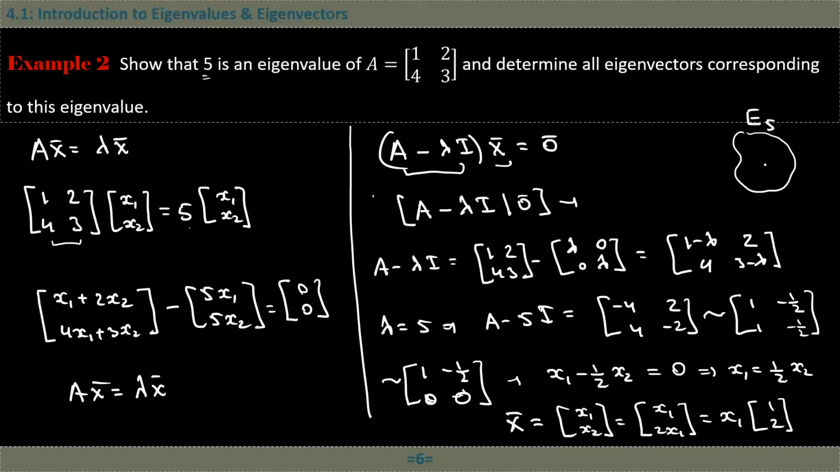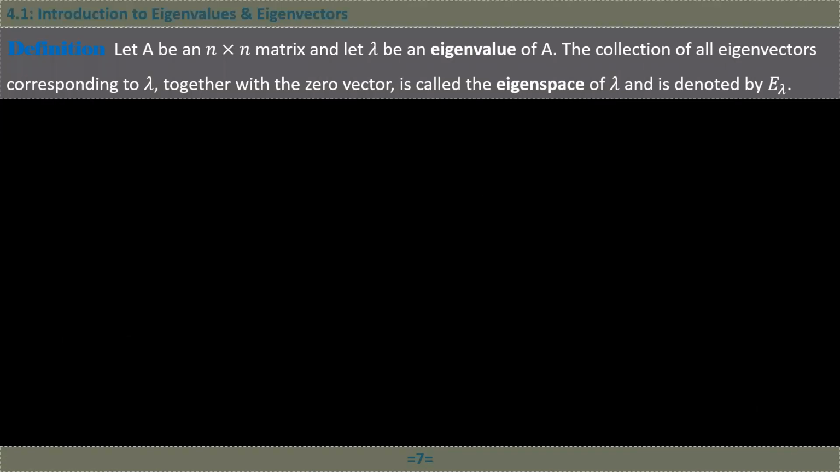Here we have these vectors, and these are spanned by the vector 1, 2, right? Because each one is a scalar multiple of this vector. So if you pick any vector from this space, it will serve as an eigenvector for this matrix. All right. So now, let's give a name to that.